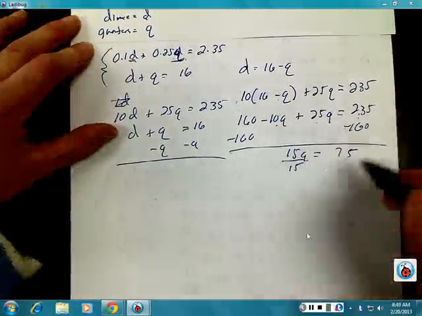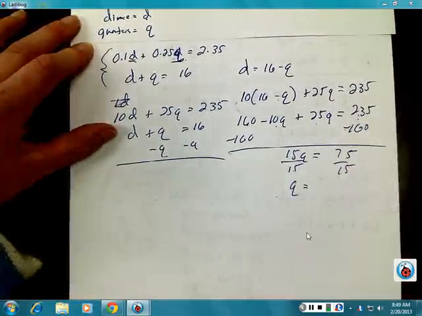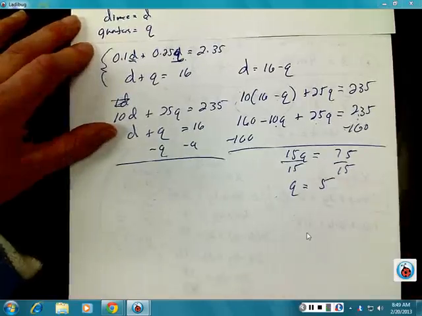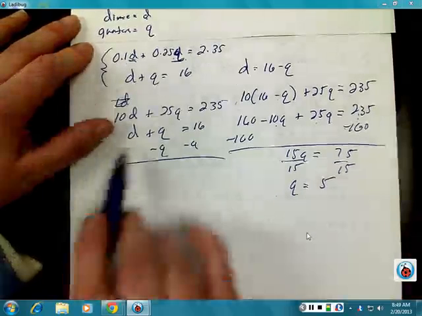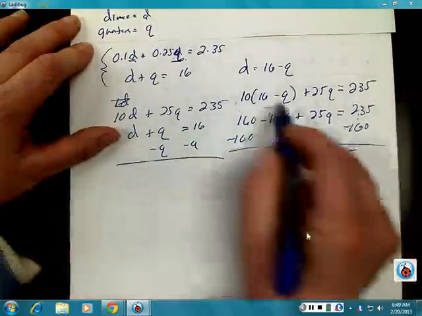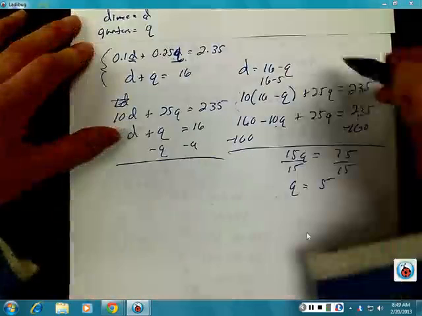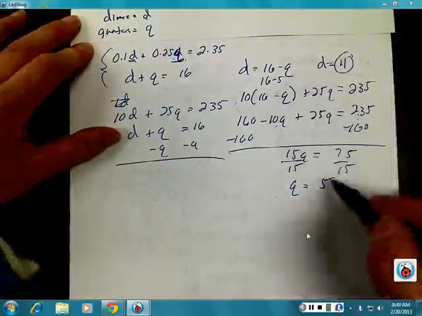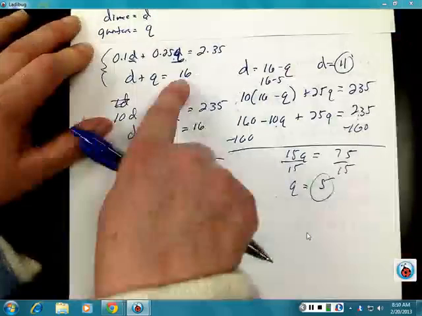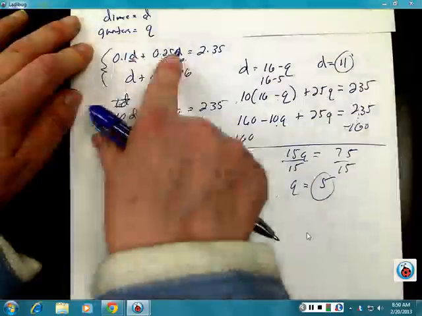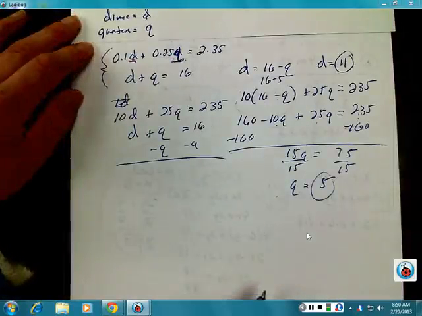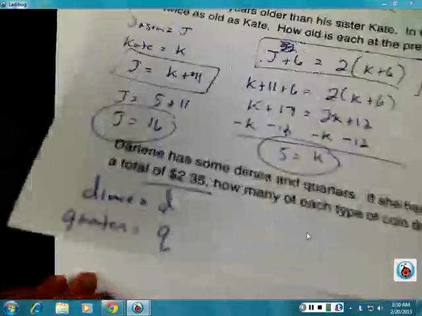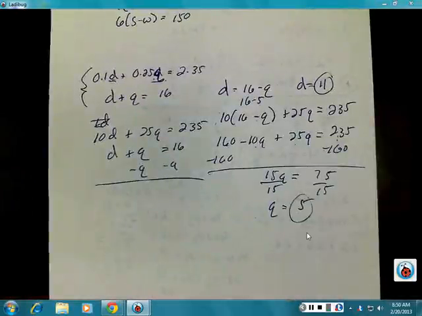Divide by 15. And so Q is equal to, what's Q going to be? 5. Okay. That's Q. So what's D? So D we solved up here, so 16 minus 5 is going to give me the number of dimes, and 16 minus 5 is 11 dimes. And sure enough, 11 plus 5 is 16, so I'm good there. And if I plugged it back in here and checked it with my calculator, I'd probably be good there also. Okay or not okay? Okay. Now, that's kind of the different varieties that are in that section.